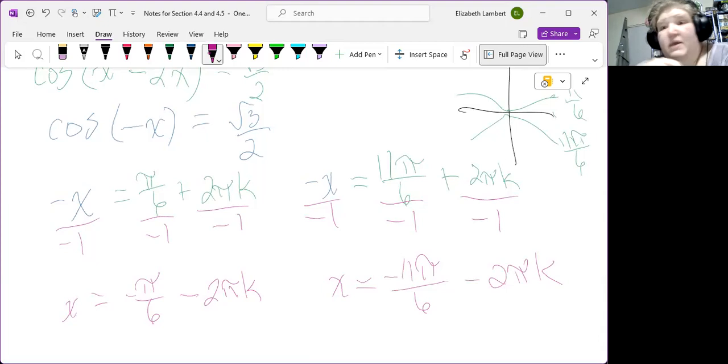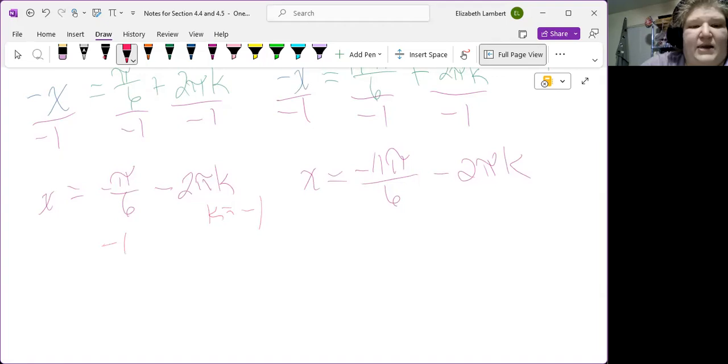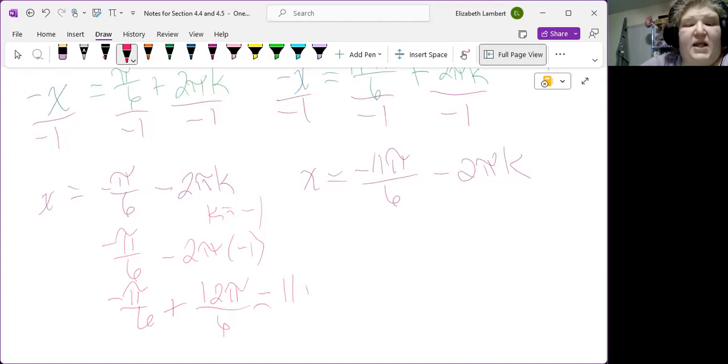All right, so negative angles are not between 0 and 2 pi. So what I need to do here is I need to add positive 2 pi to these guys. It's still minus 2 pi k. That is actually the same as plus 2 pi k because the k's can be negative. But based on the formula as I wrote it, if I use k equals -1, I will get negative pi over 6 minus 2 pi times negative 1. So this will be negative pi over 6 plus 2 pi. Which 2 pi is really 12 pi over 6. So we get 11 pi over 6.